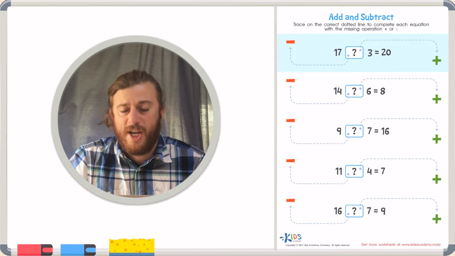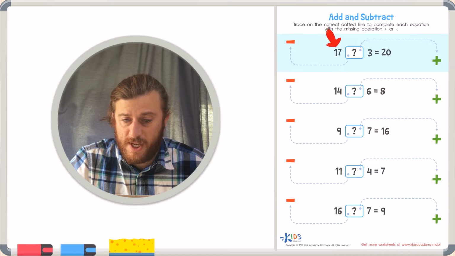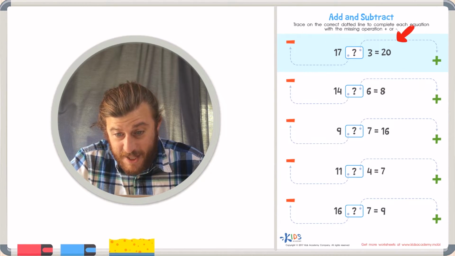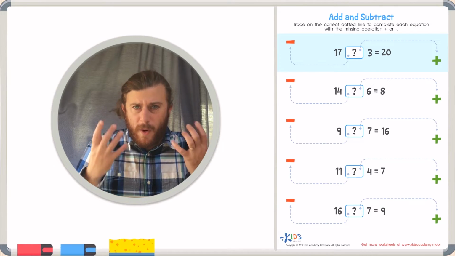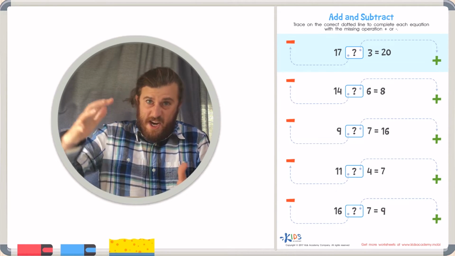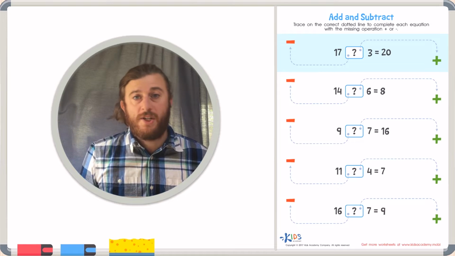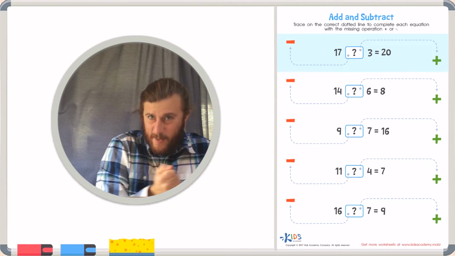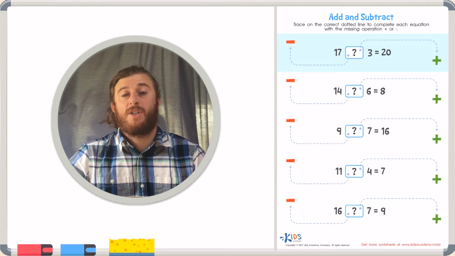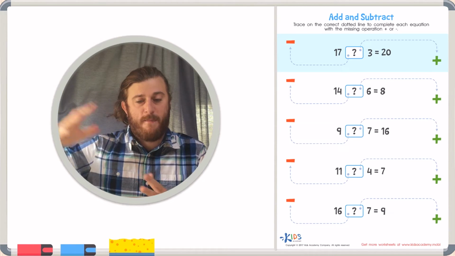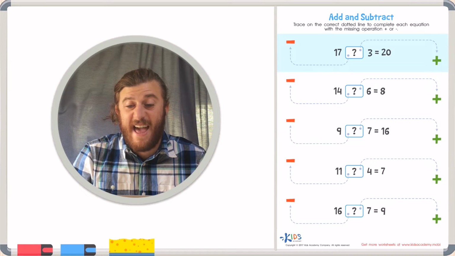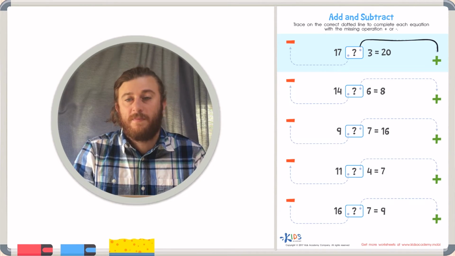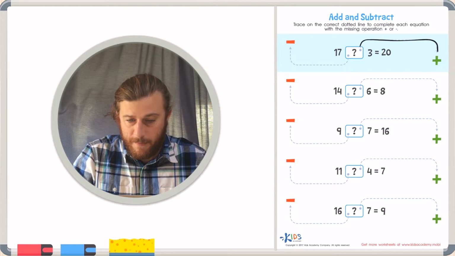So let's try that strategy I told you. Our first number is 17, and that is smaller than our answer of 20. So how are we going to take 17 and make it bigger so that it turns into a 20? Are we going to add 3 or take away 3? Well, of course, if we want to grow 17, make it bigger into 20, we're going to have to add. So let's trace that dotted line to the addition symbol. Let's try our next problem.